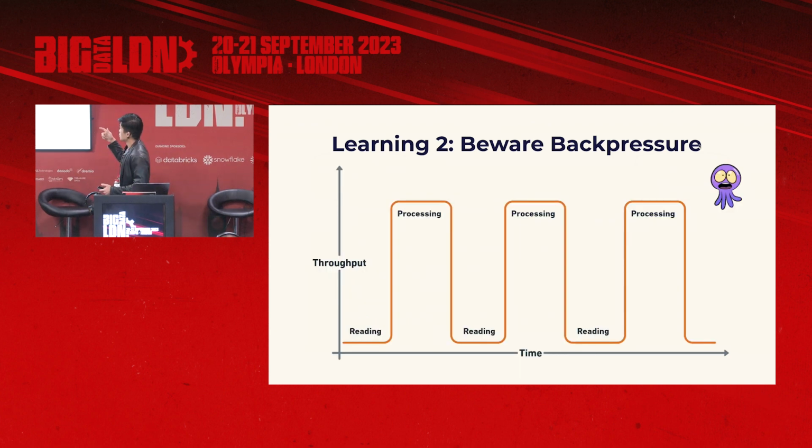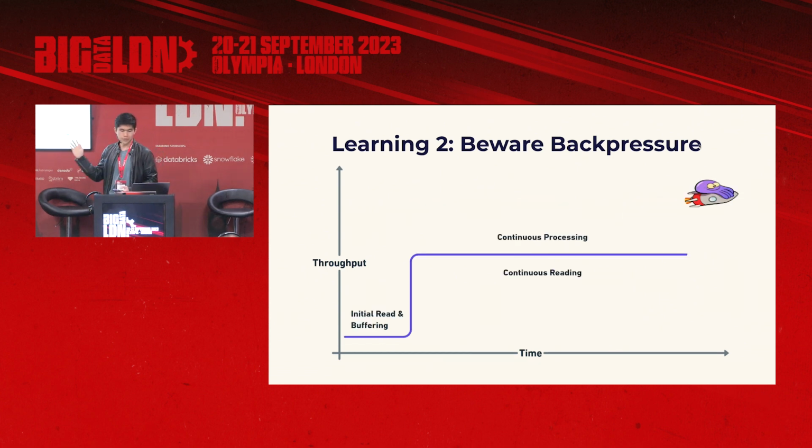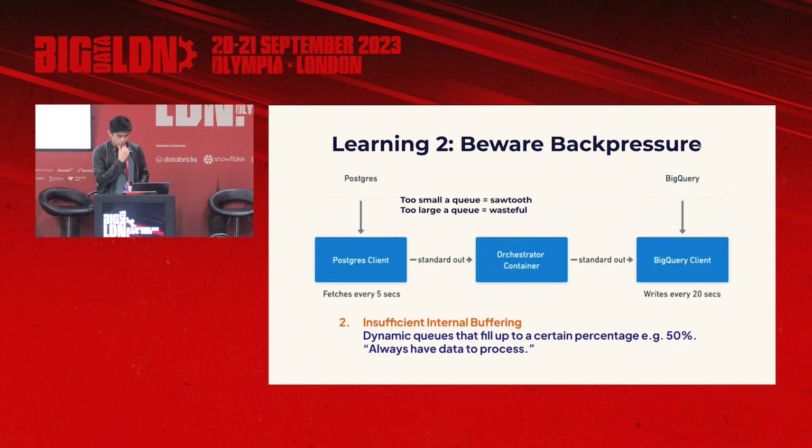And so this is actually what we saw. We saw a sawtooth sort of performance diagram, throughput diagram, sorry, where the pipe was alternating between reading and processing. This is not what you want. You want something closer to this, where you have an initial ramp up, and then once you saturate all your queues in between, you have a continuous stream, right? You're essentially off to the races once you start booting everything up. So yeah, the problem here is too small a queue, sawtooth diagram.